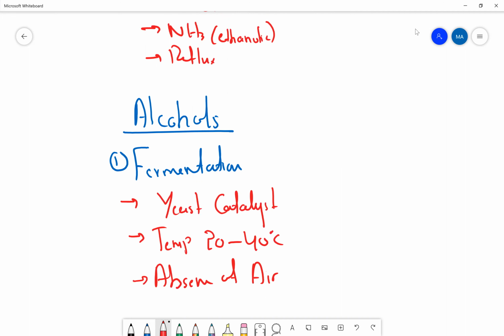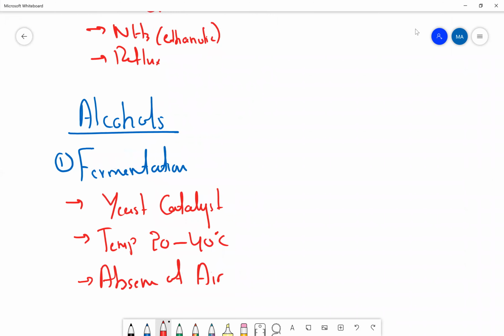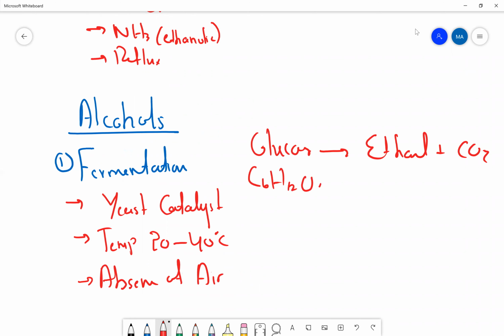Air should be absent because it can oxidize ethanol to ethanoic acid. Because you see, in fermentation, you use glucose to produce ethanol and carbon dioxide. So this is what fermentation is: glucose to ethanol and CO2. If you want to write a chemical equation, it's C6H12O6 to 2C2H5OH plus 2CO2. This is a fermentation reaction.